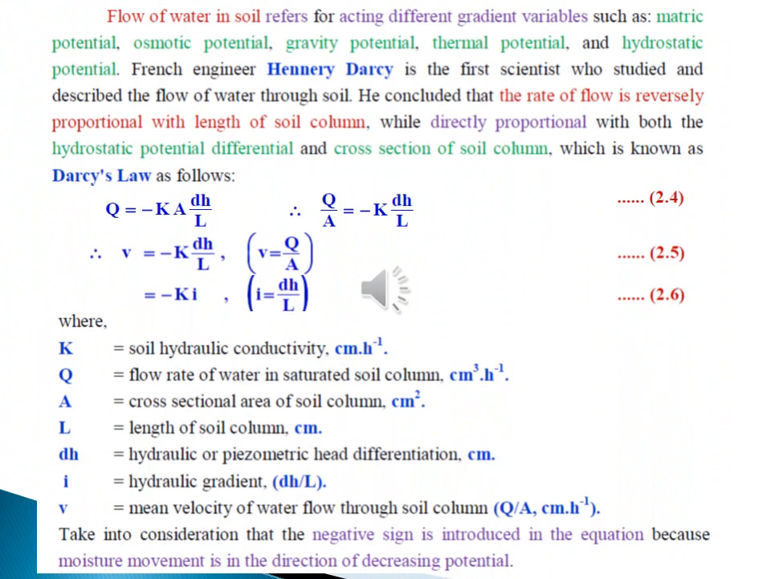Flow of water in soil refers to acting different gradient variables such as matric potential, osmotic potential, gravity potential, thermal potential, and hydrostatic potential. The scientist Darcy studied and described the flow of water through soil. He concluded that the rate of flow is inversely proportional to the length of the soil column, while directly proportional to both the hydrostatic potential difference and the cross-section of the soil column, known as Darcy's law.